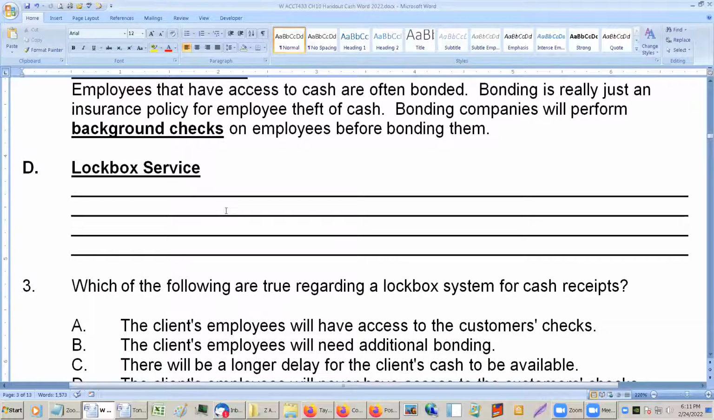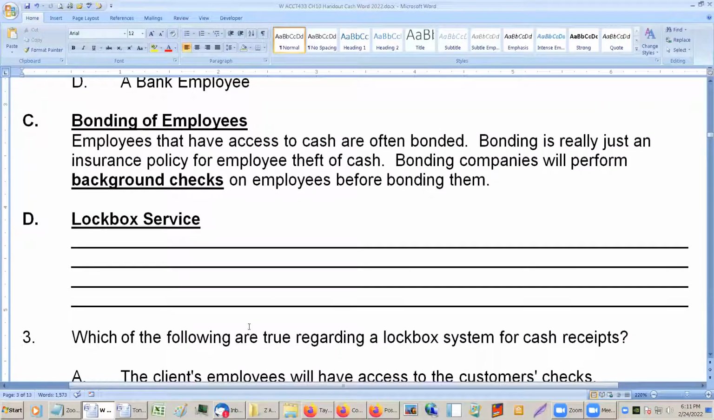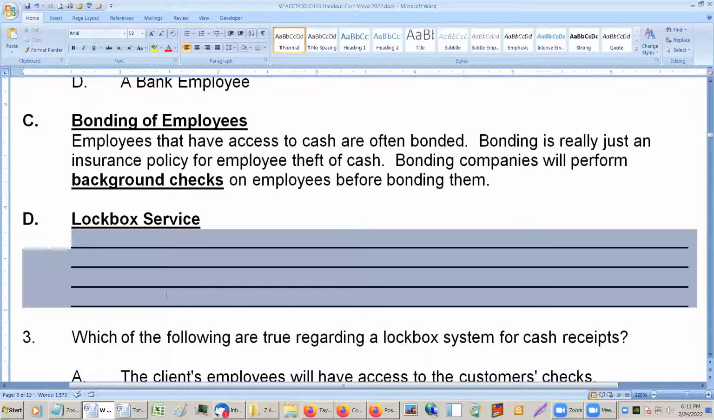Okay, so bonding of employees doesn't necessarily in and of itself increase the internal controls of a company, but it does at least have somebody else take a look and see if they are hiring somebody who has the integrity to handle cash, basically.